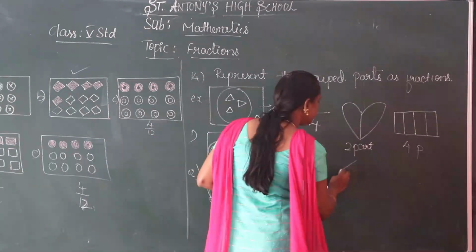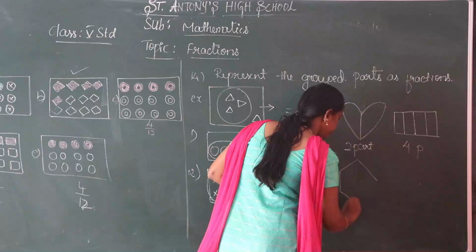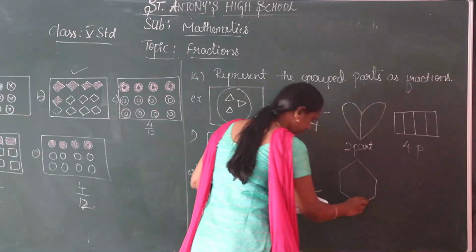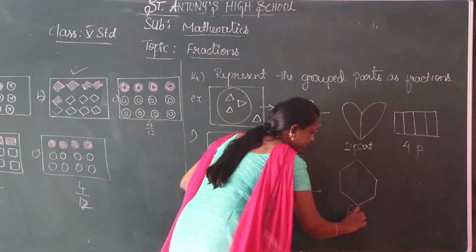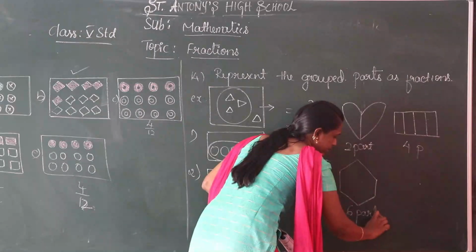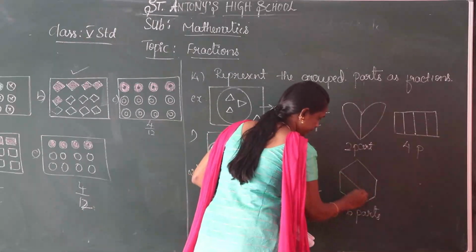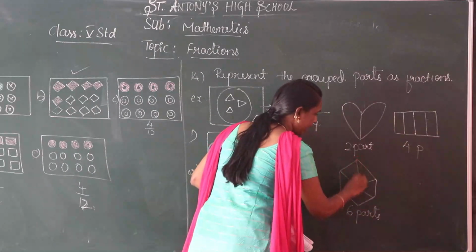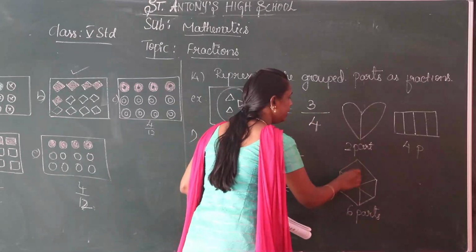After that, here is a hexagon. How many sides does a hexagon have? 6 sides. Here divide it into 6 equal parts. Like that, you have to fill in the textbook.